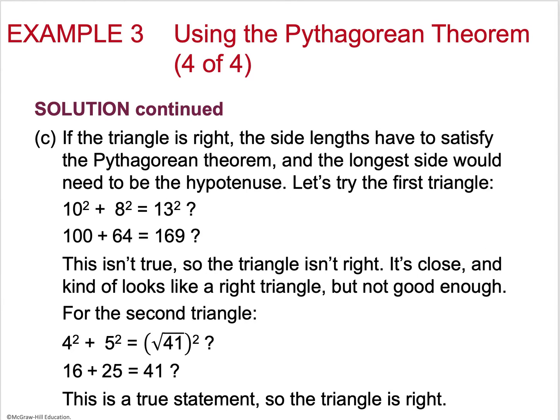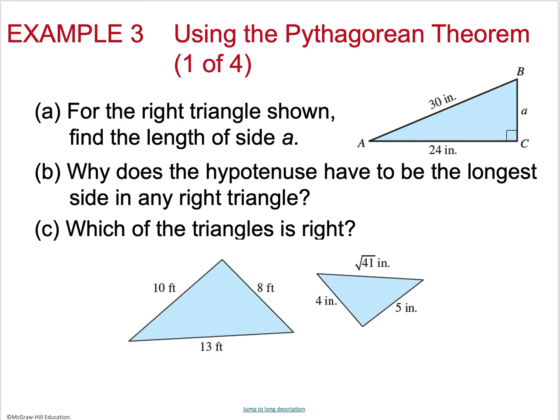In part C, if the triangle is right, then it should satisfy the Pythagorean theorem. So if I go back to part C, which of these triangles is a right triangle? I'm going to test it out. I'm going to test that the longest side is the hypotenuse, so 13 would be the hypotenuse, or the square root of 41. Those would have to be the hypotenuses because they're the longest sides.